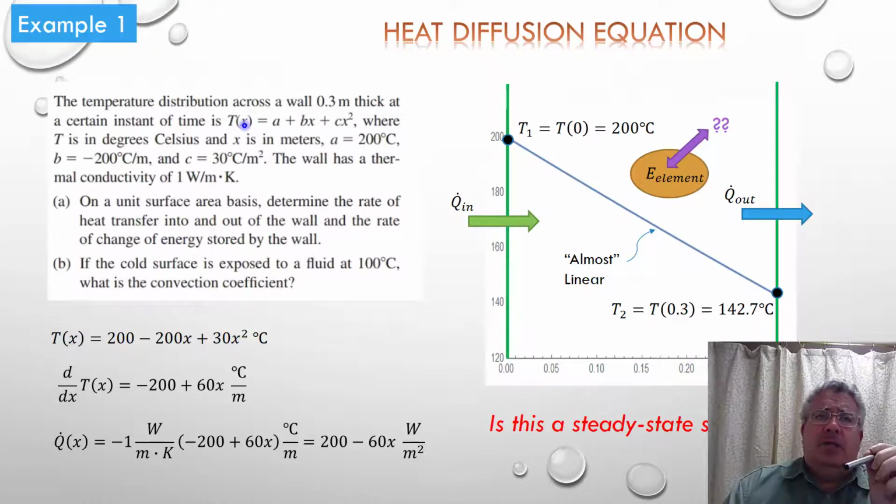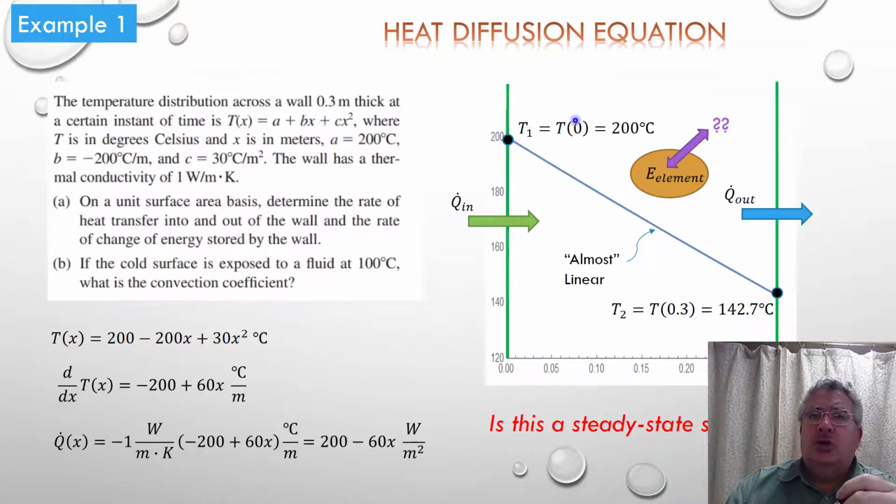It tells us that the temperature distribution is this quadratic. A, the constant, is 200 degrees C. B, the linear term, is minus 200 degrees C per meter. And of course, you're going to multiply it by the x value in meters, so this is again going to have the units of degrees centigrade. And the quadratic term is 30 degrees centigrade per square meter, which again, you're going to be multiplying by a square meter. So that makes perfect sense, right? The temperature field has the units of degrees Celsius.